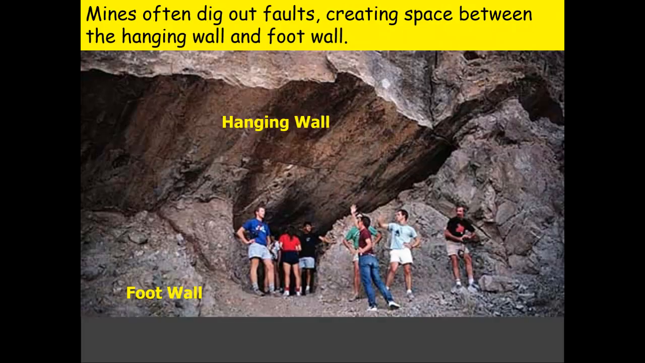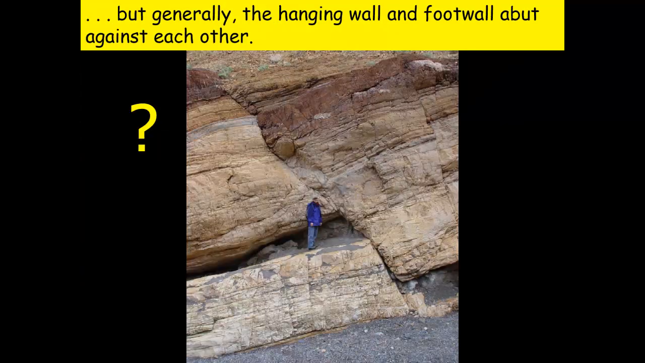So here's an actual mine, okay? You can see that they've dug this out in pursuit of ore, and you can clearly see that the fault is dipping into the screen, and the wall above is the hanging wall, and where they're standing is the footwall. So can you figure out this one here?